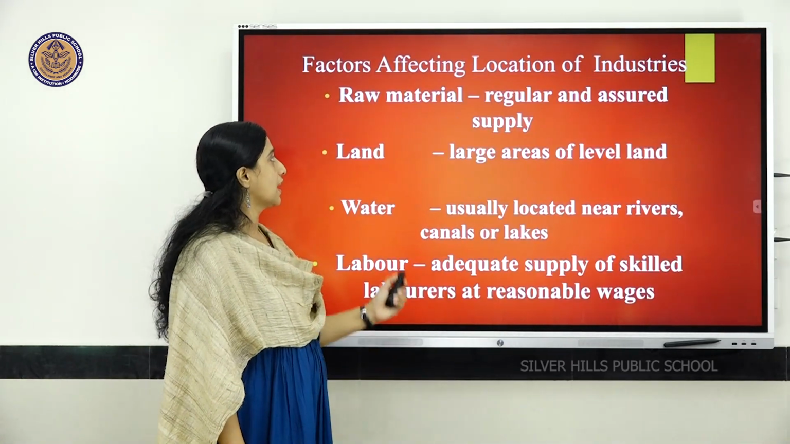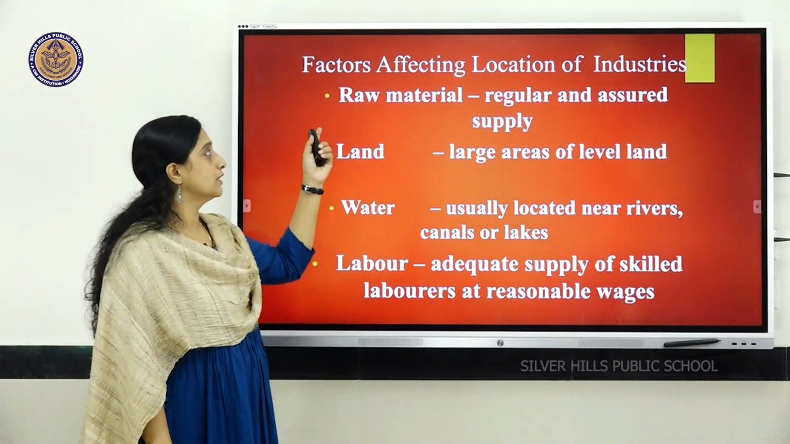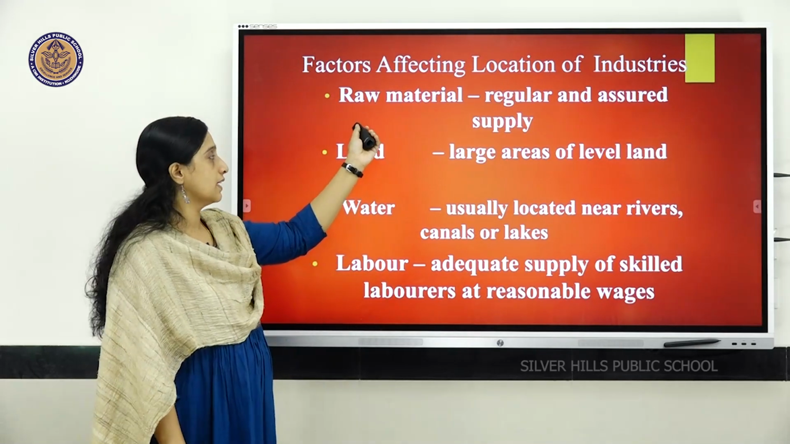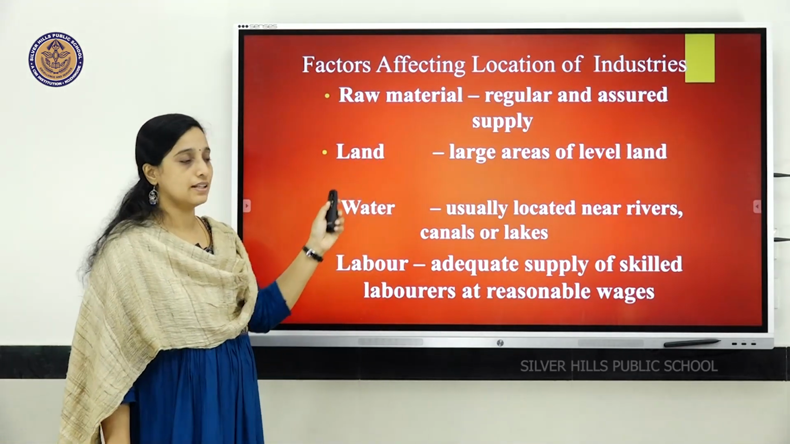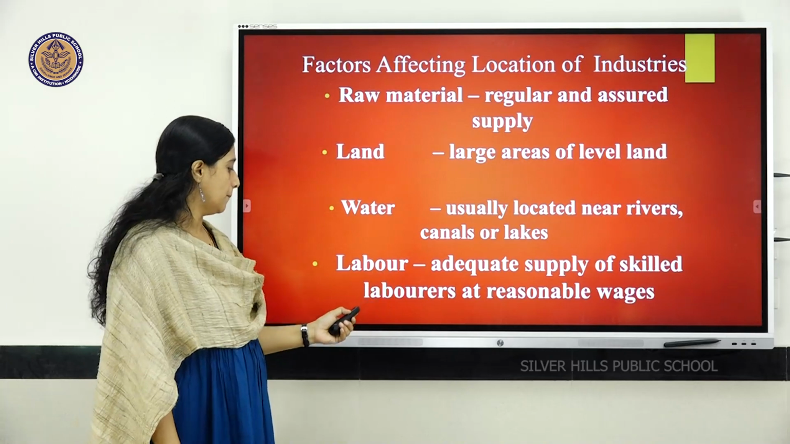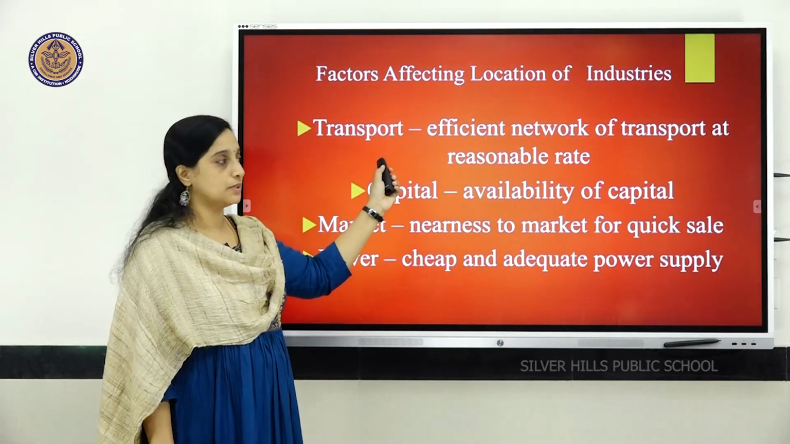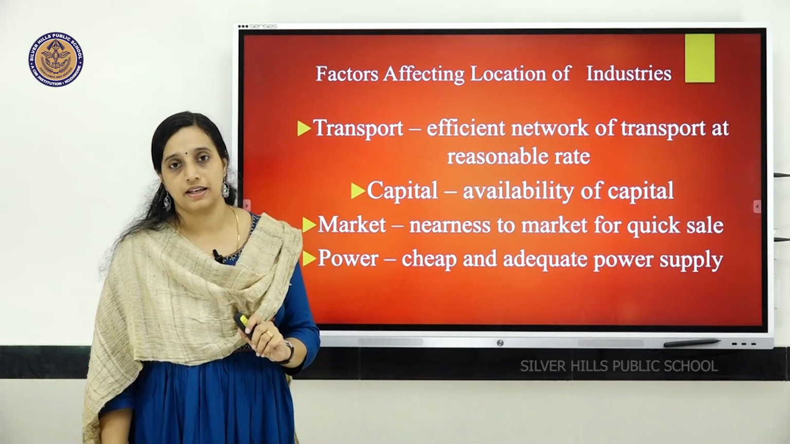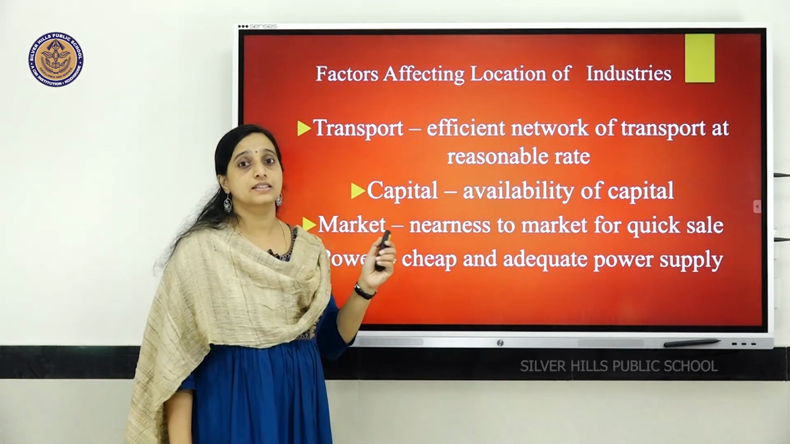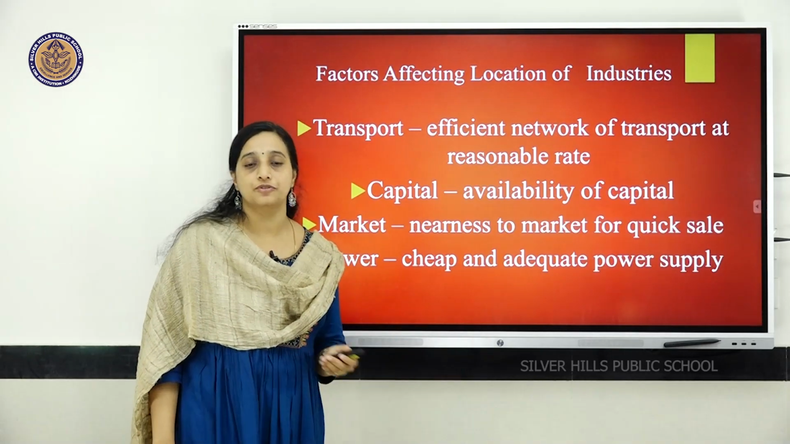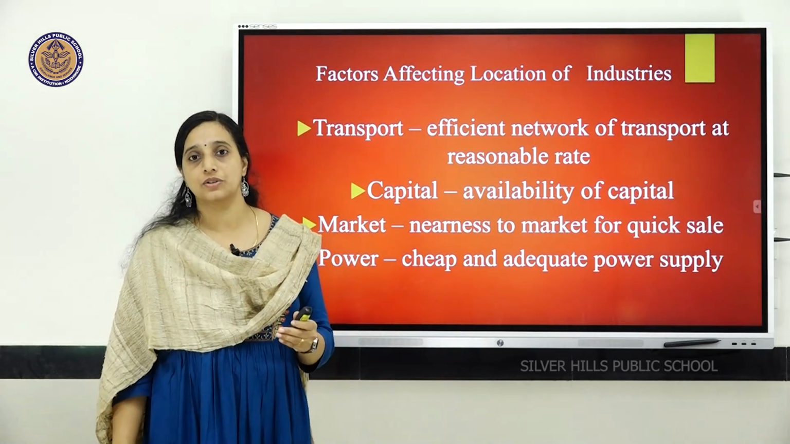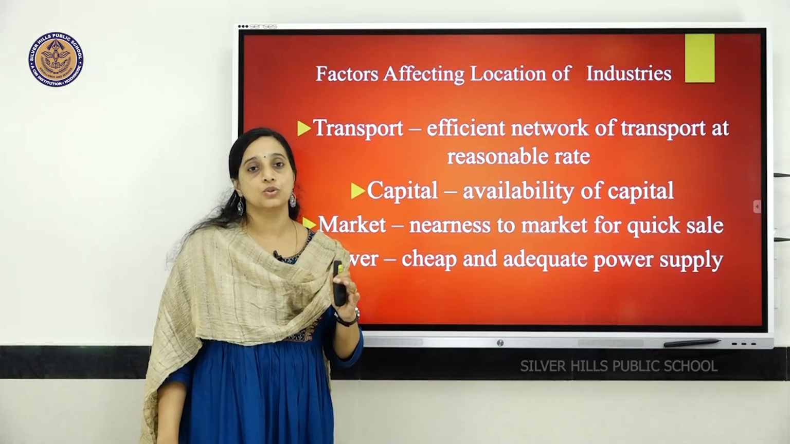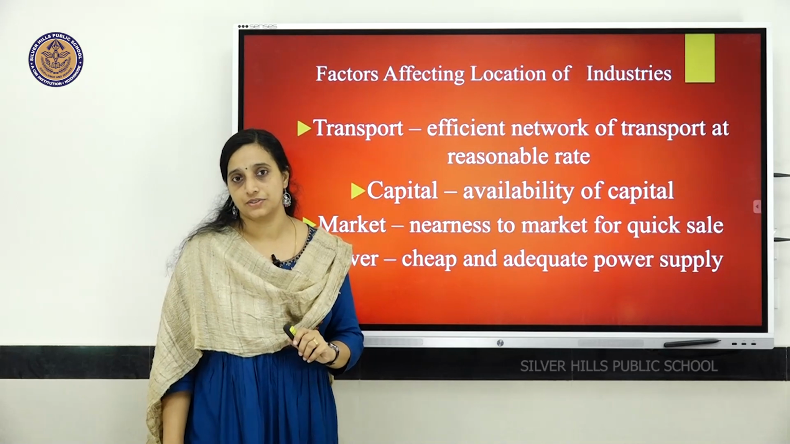Let's have a quick review of the factors that affect the location of industry. We said it is raw material, land, water, labor, transport and communication, capital, market and also power supply. All these are the major factors, apart from other geographical, political and historical factors. We have to make note of all these for the location of industry.